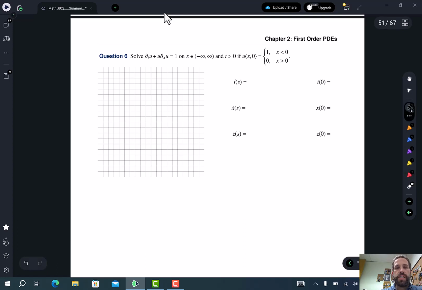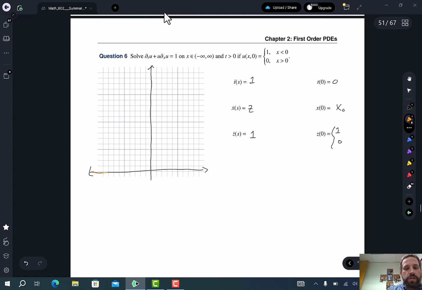All right, so t dot s is going to be equal to 1. t of 0 is 0. Oh, let me do the Cauchy curve first. It's going to be the x-axis. Okay, x dot s is going to be equal to z, and x of 0 is going to be x naught. Now look, z dot is going to be equal to 1 this time, and then z of 0 is either going to be 1 or 0 depending on x naught. Okay, so to the left of the origin we're going to be 1, and to the right of the origin, we're going to be equal to 0.